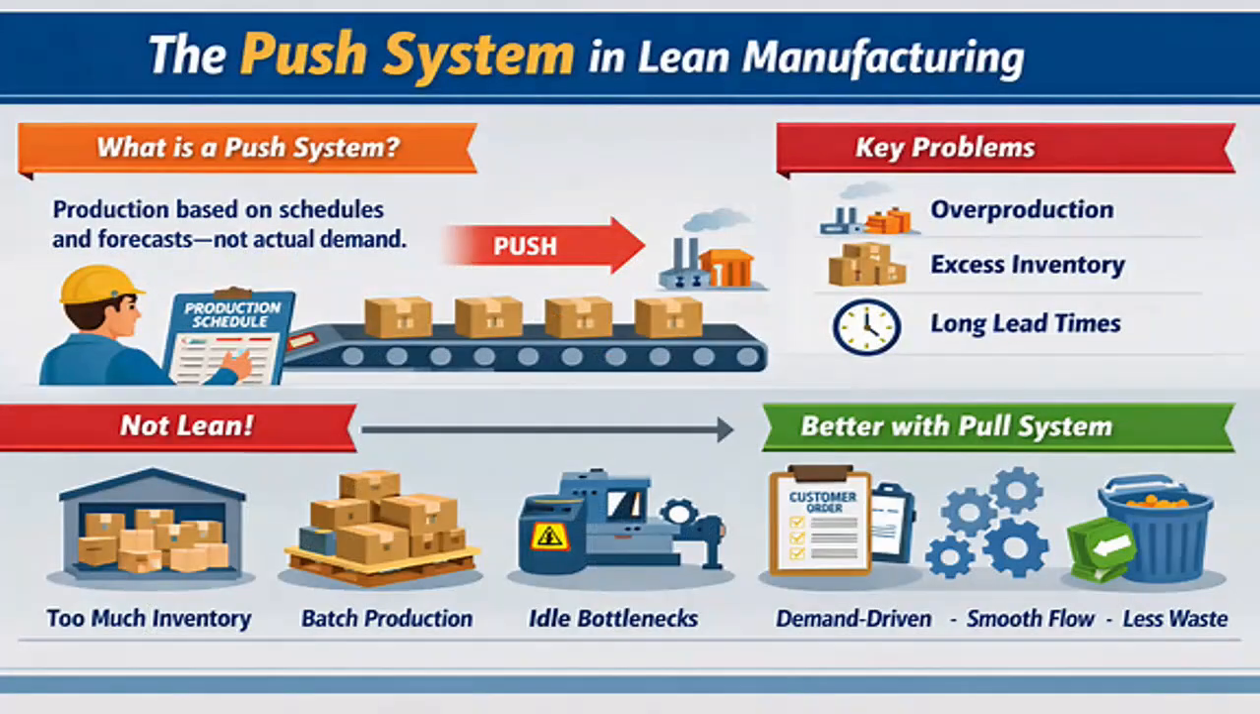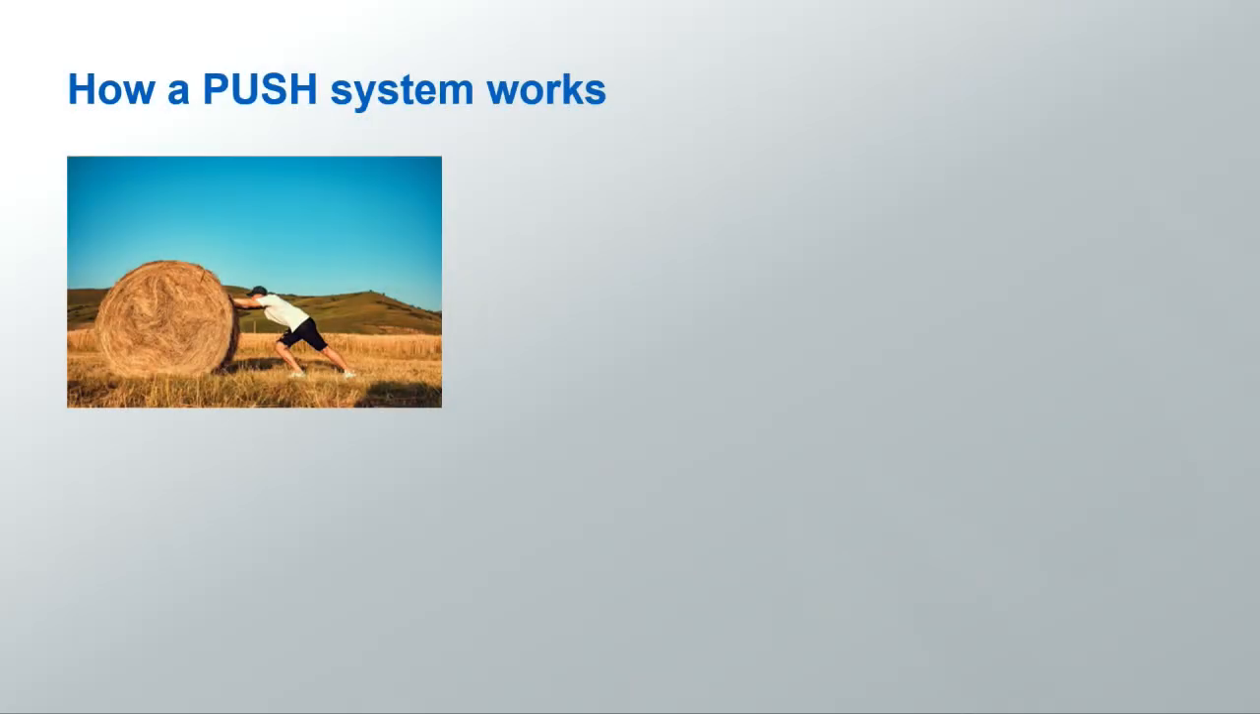Well, what's the difference between push and pull? A push system produces goods according to a predetermined schedule or forecast, sending material forward even if the next process isn't ready. It prioritizes planning and output, but often creates waste because production isn't tied to actual customer demand. In a push system, everything is pushed forward. So how does this push system work? Let's take a closer look at how a push system works.